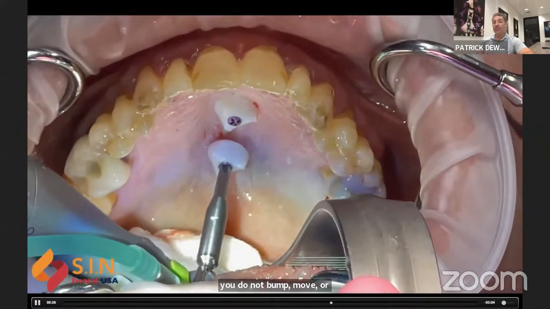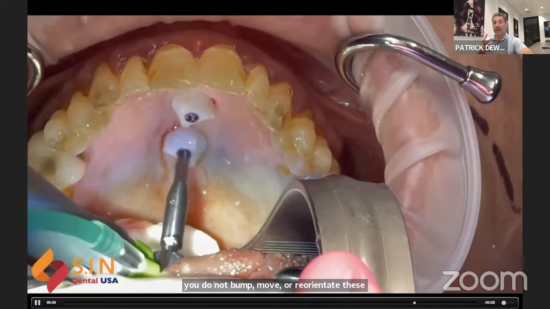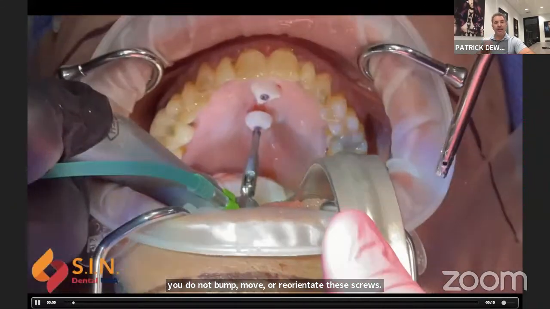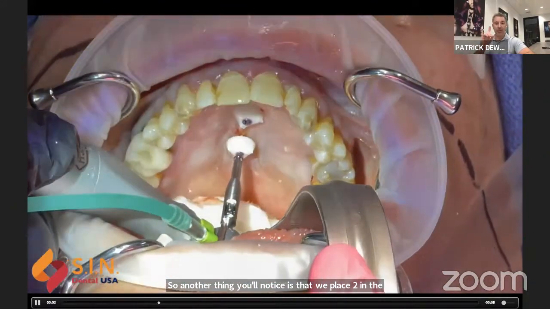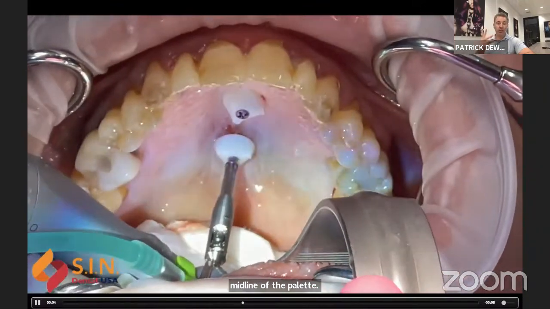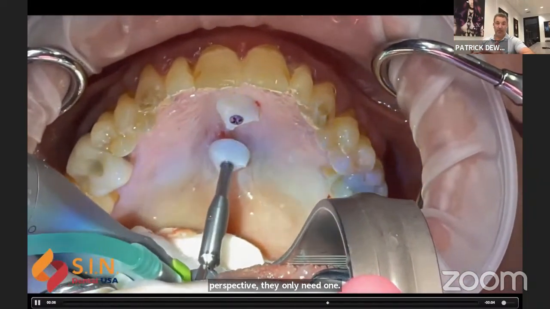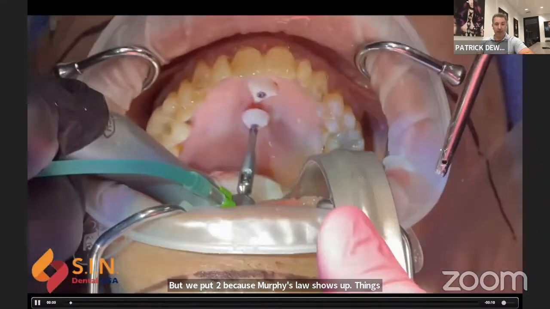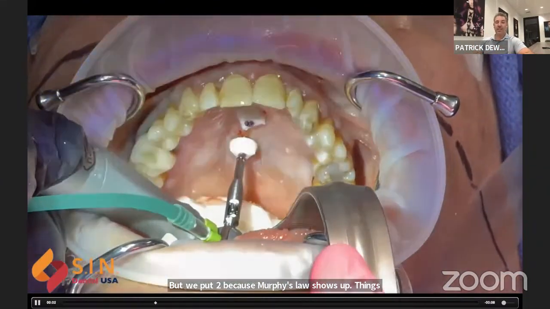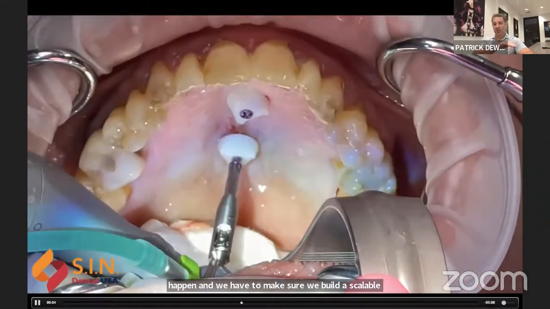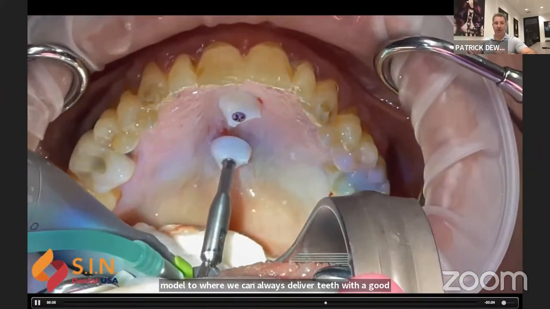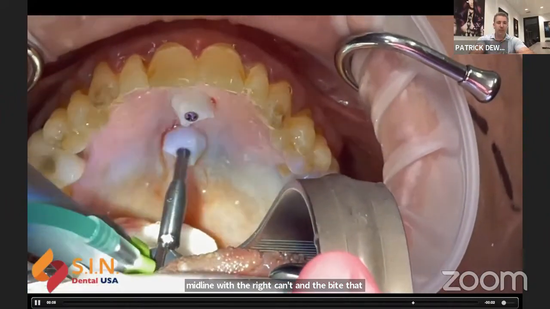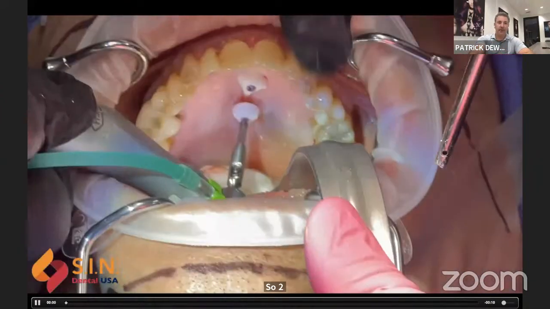Another thing you'll notice is that we place 2 in the midline of the palate. Technically, from a designer perspective, they only need 1, but we put 2 because Murphy's Law shows up. Things happen, and we have to make sure we build a scalable model to where we can always deliver teeth with a good midline, with the right cant, and the bite that fits perfectly. So 2 palatal reference markers on the upper.